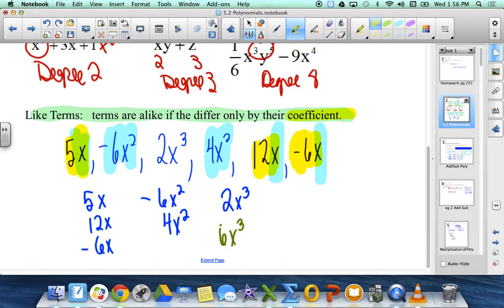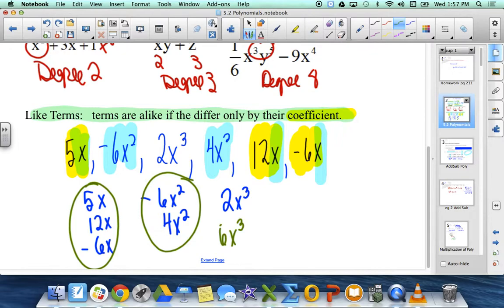So we have that 5x is like 12x, is like negative 6x. So these are all alike. Then we have negative 6x squared and 4x squared. Those are alike. And then we didn't have anything to go with 2x cubed up here, but we said we would make one up. So 2x cubed and 6x cubed are alike because they differ only by their coefficients. Their variables are exactly alike.